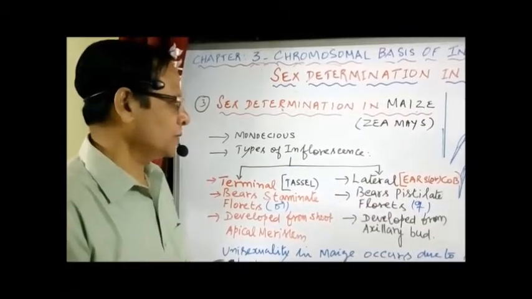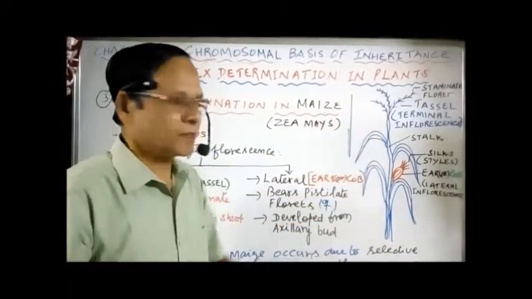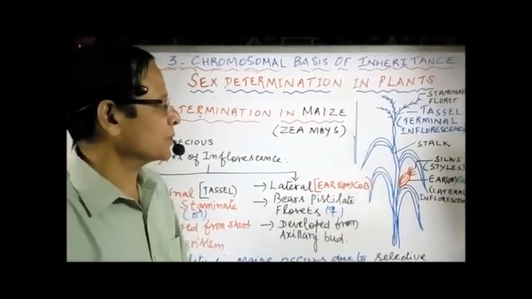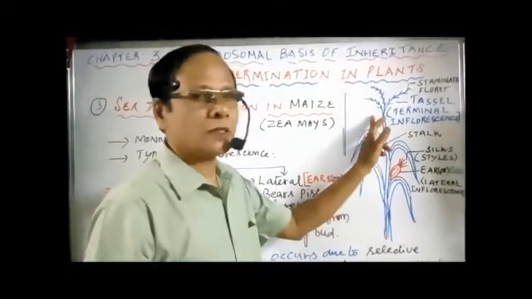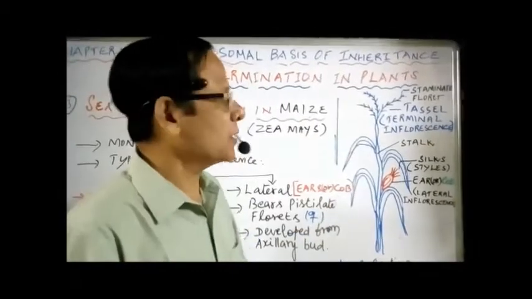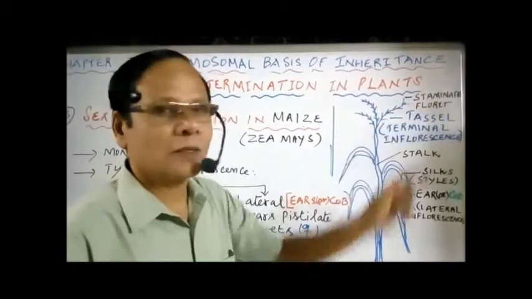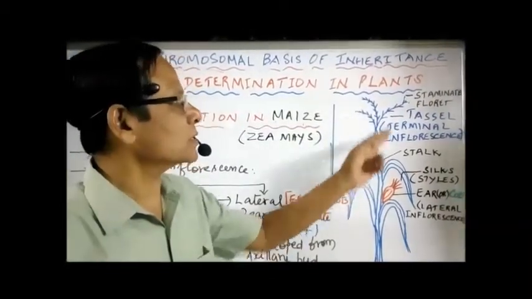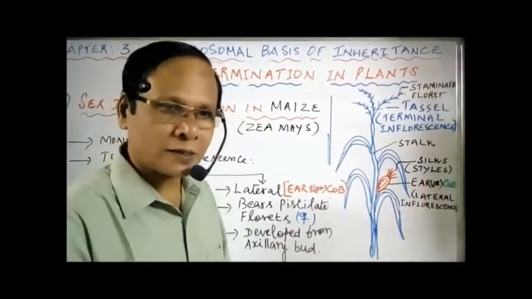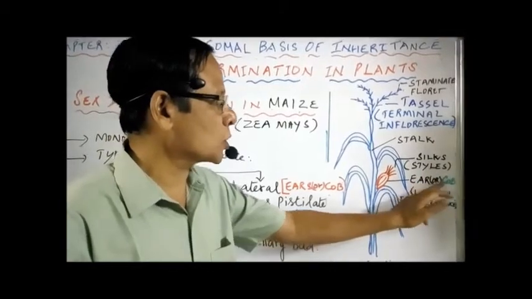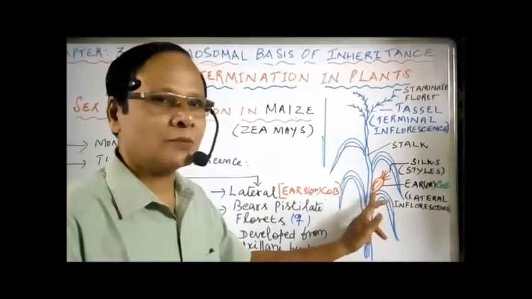Now, I'll go to the diagram. See that one, this is a maize plant, a monocot plant. Now, we have two types of inflorescence. One inflorescence is formed at the terminal, actually the apex, and that is called terminal inflorescence, otherwise called a tassel. It contains the male staminate flowers, that's why it's called the male one. Another one is developed from the axillary bud, that is called the ear or cob. It is otherwise called lateral inflorescence arising from the axillary bud of the leaf.